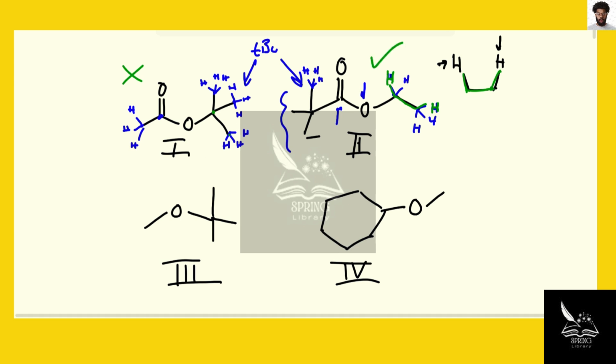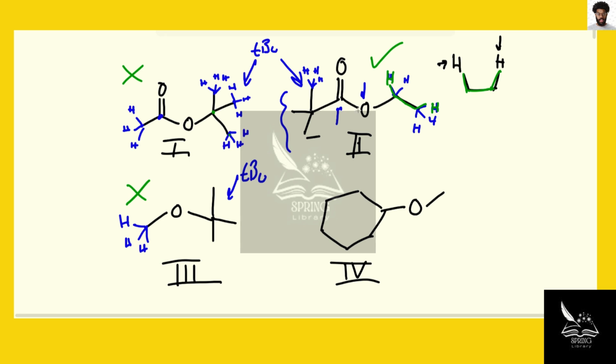Okay, let's continue adding hydrogens to structure 3. 3 hydrogens here, but there's no hydrogens on a neighboring carbon, so those aren't split. And we have another t-butyl, and therefore there's no splitting here either.